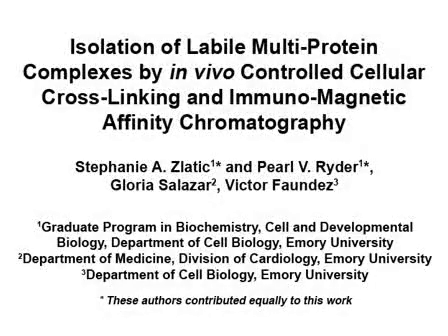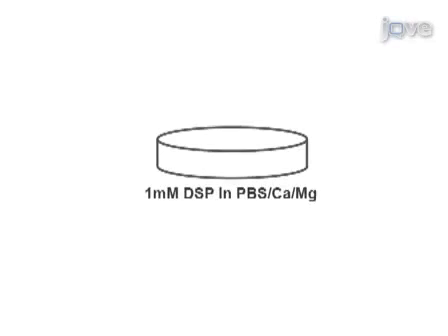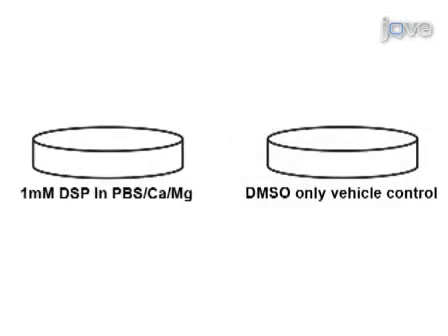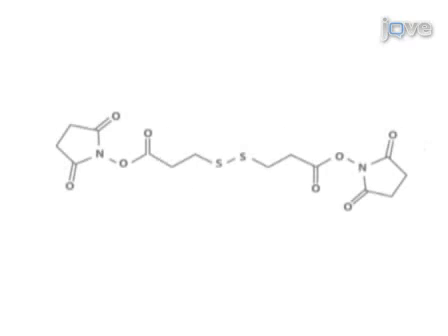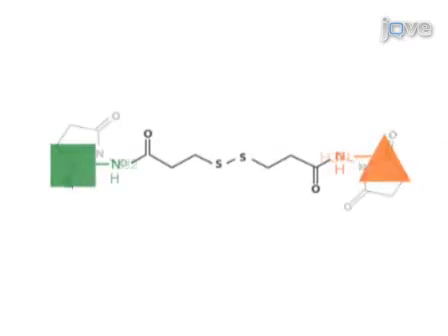For the crosslinking followed by immunoprecipitation procedure, cells at 80 to 90% density are incubated with 1 millimolar ice-cold DSP in PBS calcium-magnesium or DMSO-only vehicle control.